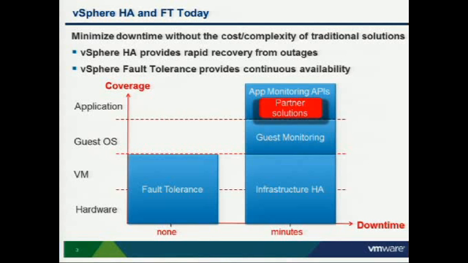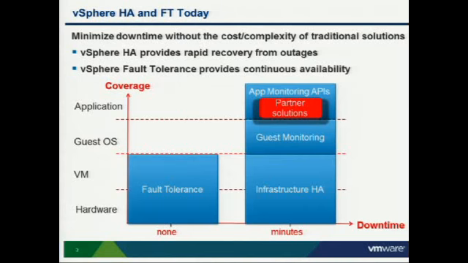So both vSphere HA and fault tolerance can be used to minimize unplanned downtime without the cost and complexity of traditional clustering solutions. Both are easy to use and can be enabled with a small number of mouse clicks. When used together, they protect against failures at 4 layers in the application stack. Those are shown here: the hardware layer, the virtual machine layer, the guest OS layer, and the application layer.